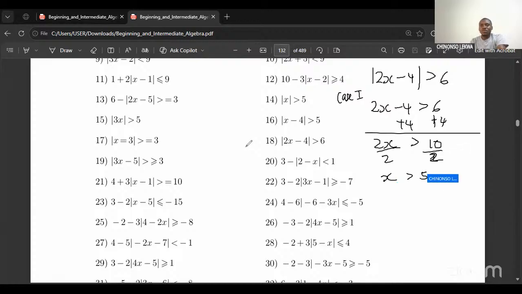So this is one of them. Now case 2 is the negative side of things, which is the negative value of 2x minus 4, which is greater than 6.